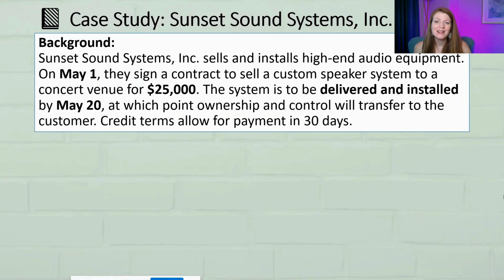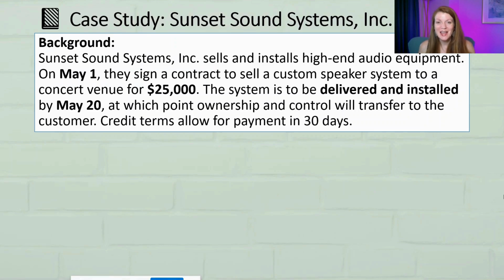So let's look at Sunset Sound Systems. Okay, when I created this example, I did not realize how hard that was going to be to say. That's quite a tongue twister. Sally sells seashells by the seashore. I'm kind of feeling like that.